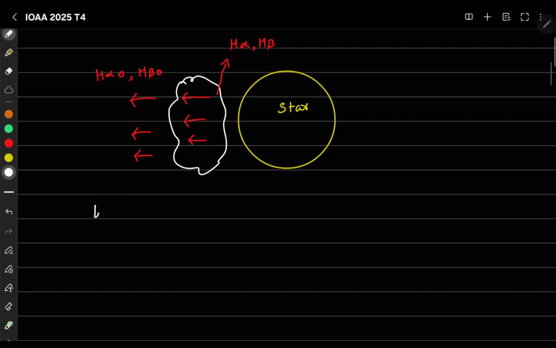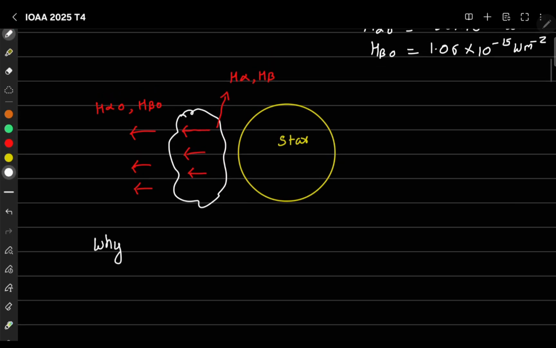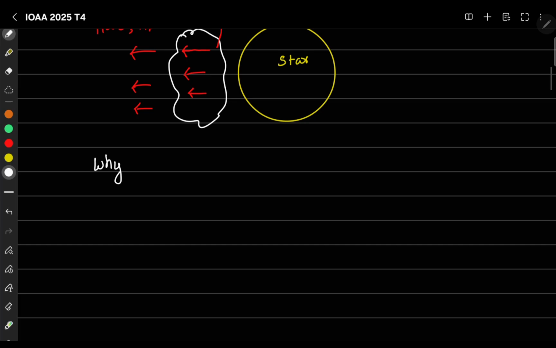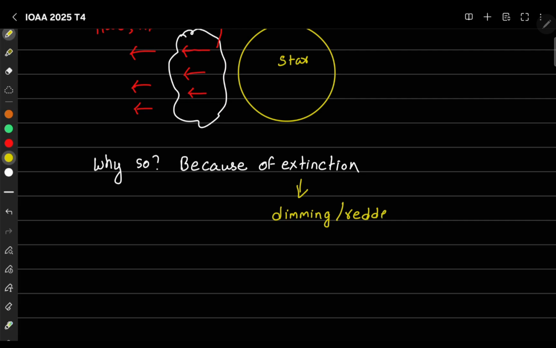And why is it happening? Why am I obtaining a different value when the light passes through some gas or dust? It's just because of extinction. So what does extinction exactly mean? Extinction simply means dimming or reddening of light.